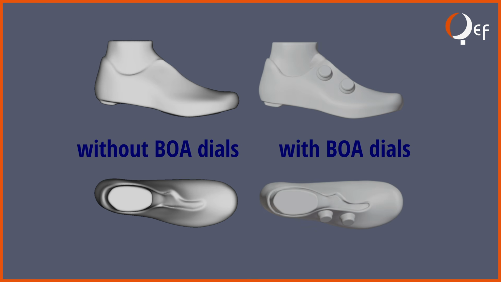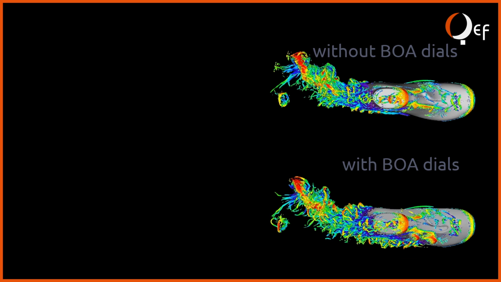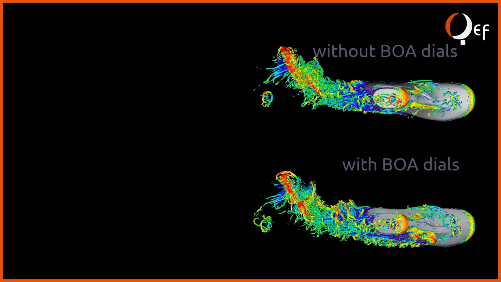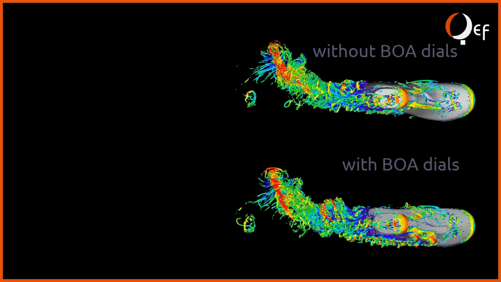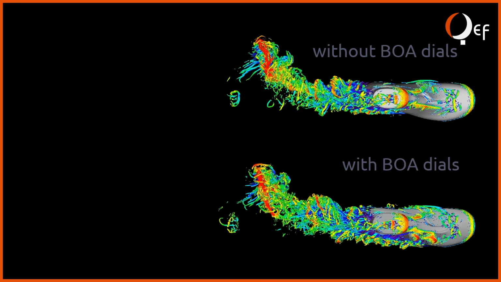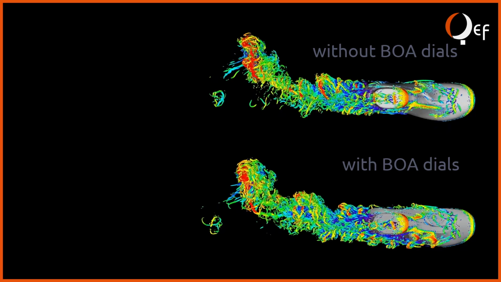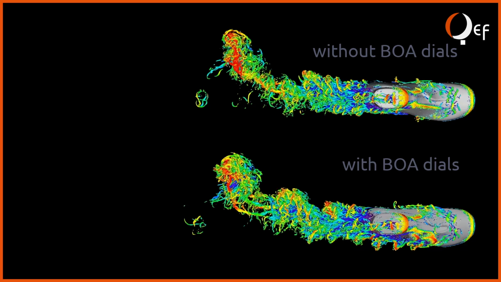Let's take a look at the results. This animation displays a top view of the vorticity. The shoe without BOA dials is shown at the top, while the shoe with BOA dials is shown at the bottom. Vortices are plotted using a color palette that reflects velocity magnitude. Red indicates the highest velocity, while blue represents near zero velocity.